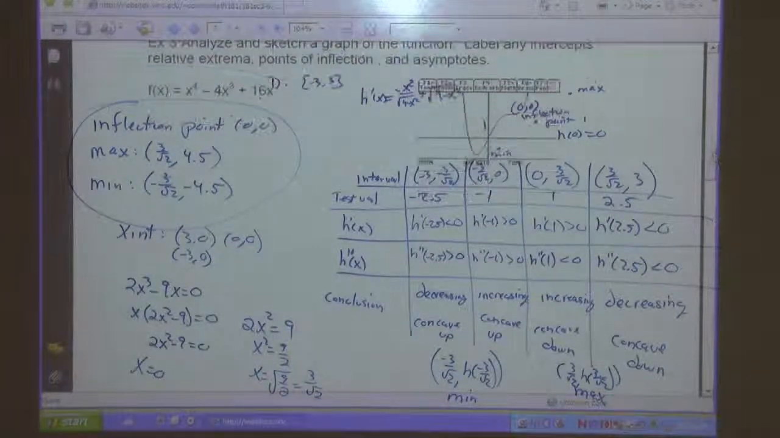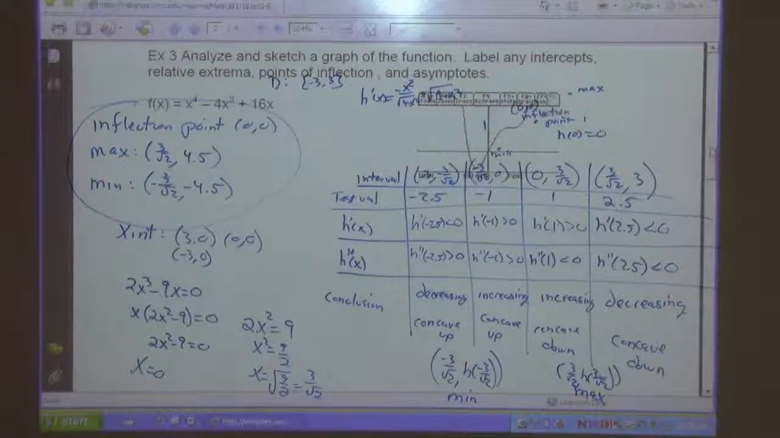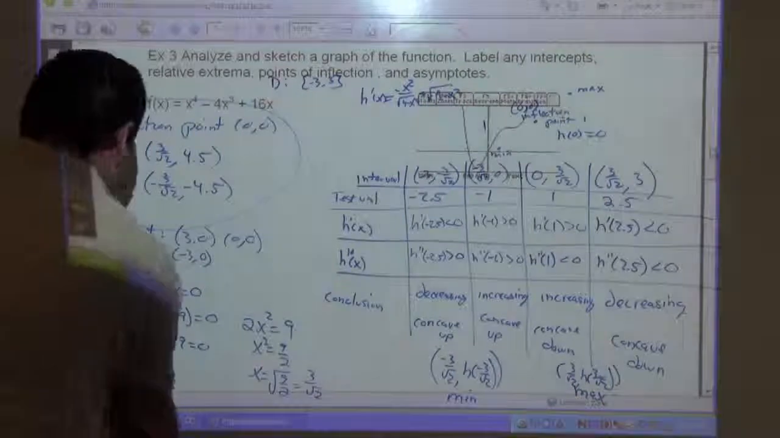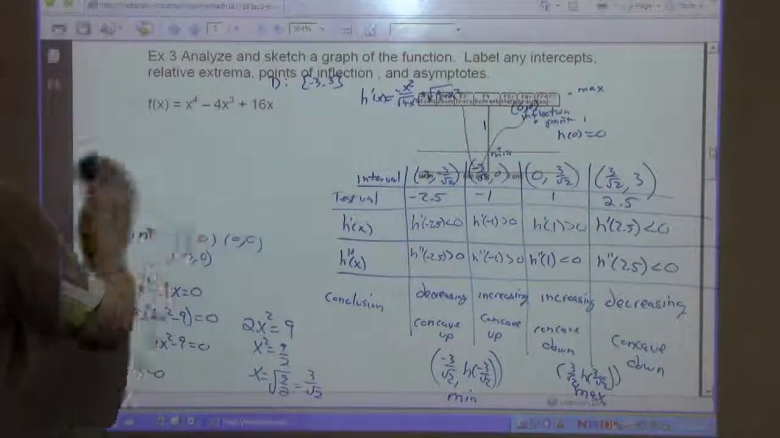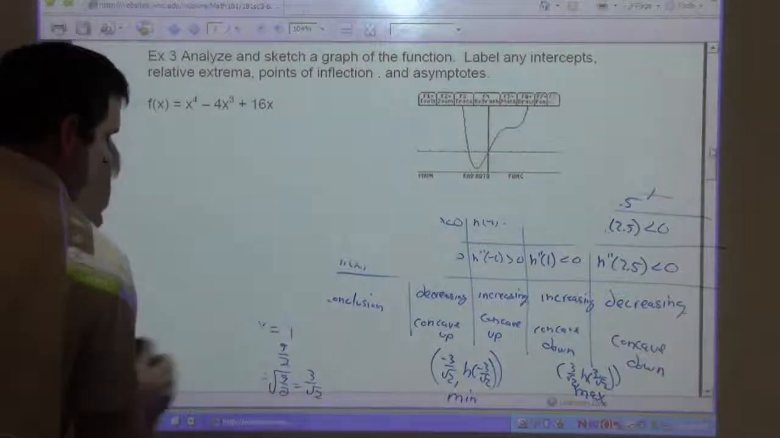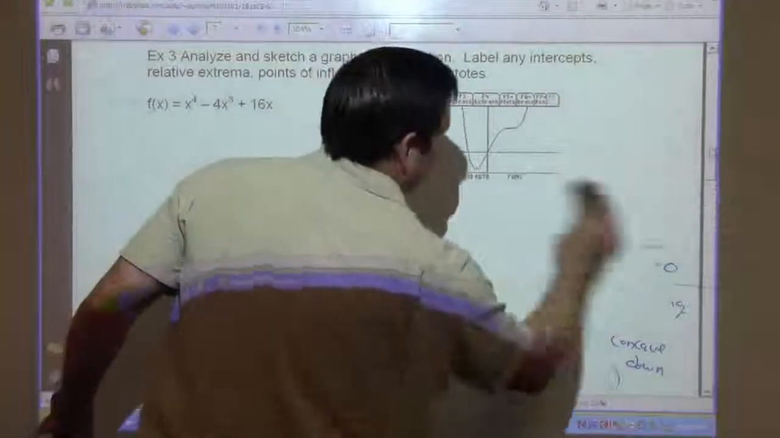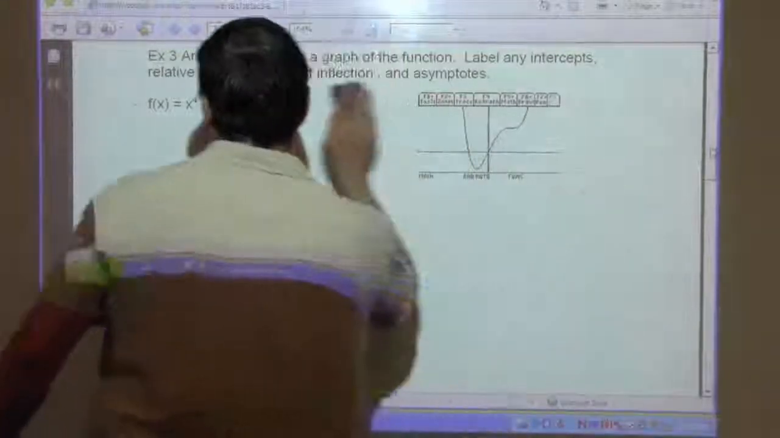There we go. So this one says, analyze and sketch the graph of the function, label any intercepts, relative extrema, points of inflection, and asymptotes.